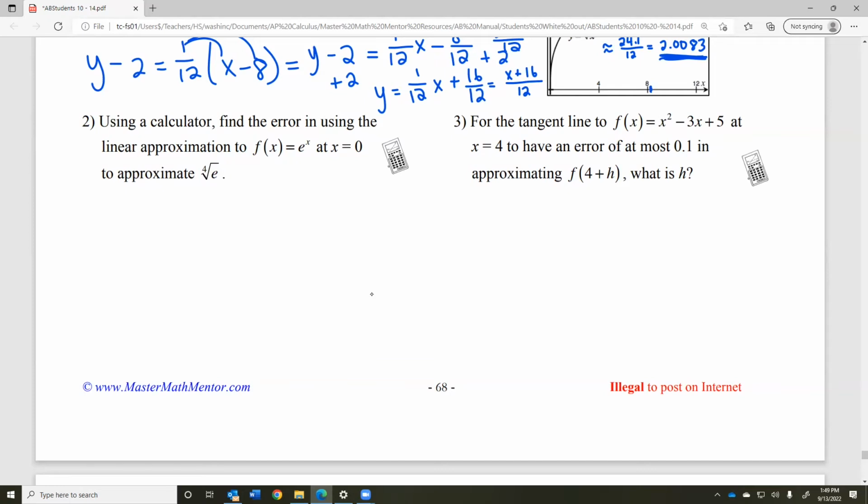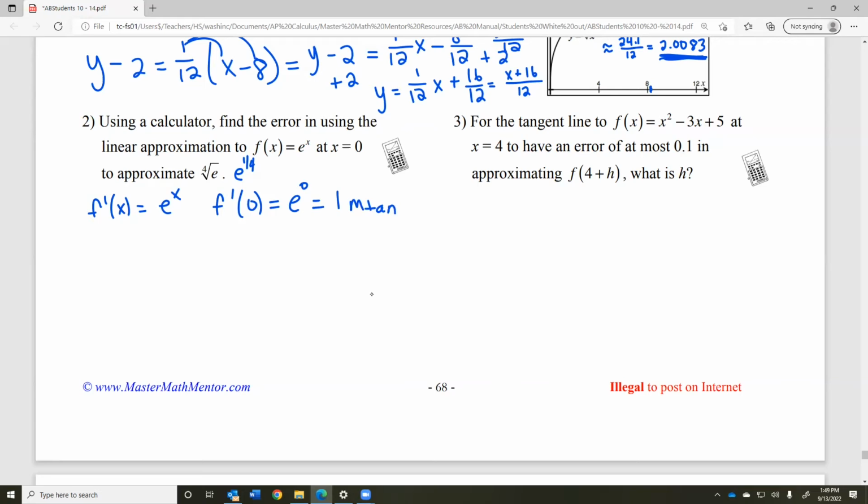So f of x equals e to the x at x equals 0. And we want to approximate the 4th root of e, or e to the 1/4 power is what we're trying to approximate. So we need the equation of the tangent line. So we need f prime of x. F prime of x is, well, just e to the x. And we need f prime of 0, which would be e to the 0, which is equal to 1. So that's going to be the slope of our tangent line.